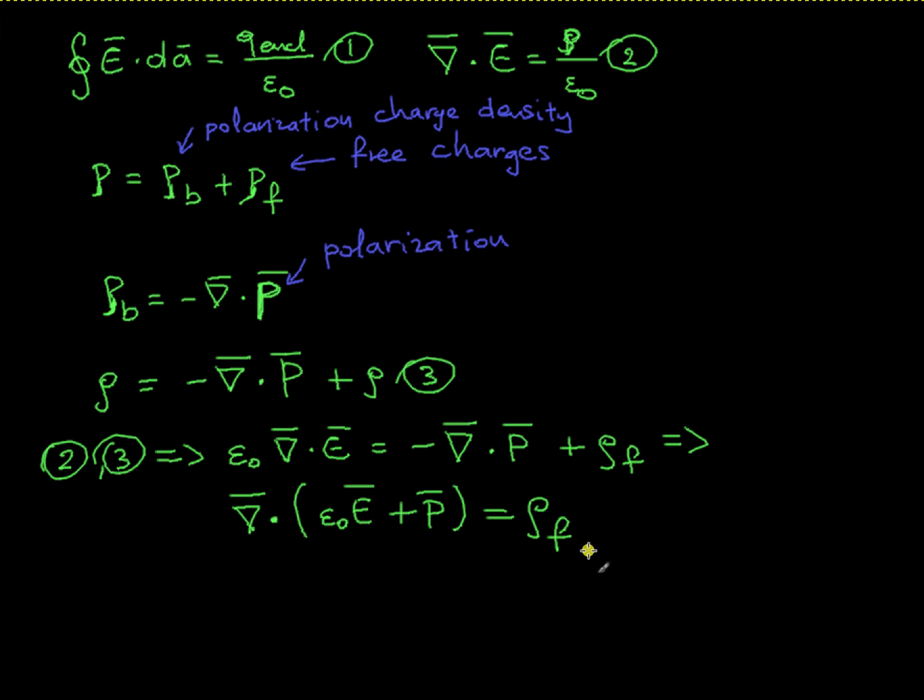Now we define this quantity over here. This is what we define as the electric displacement D. So I can rewrite this as the divergence of D is equal to the free charge density.